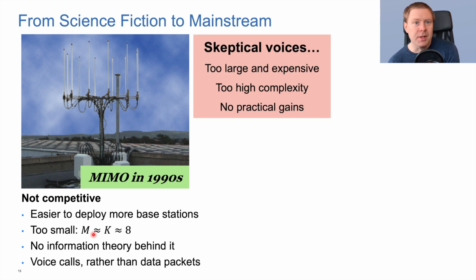So based on that experience, there were a lot of skeptical voices when we were talking about pushing MIMO technologies as a 5G technology. People were saying it will be too large, need too many antennas, too expensive, too much equipment they need to put on site, too high computational complexity, the practical gains are very small, and so on.